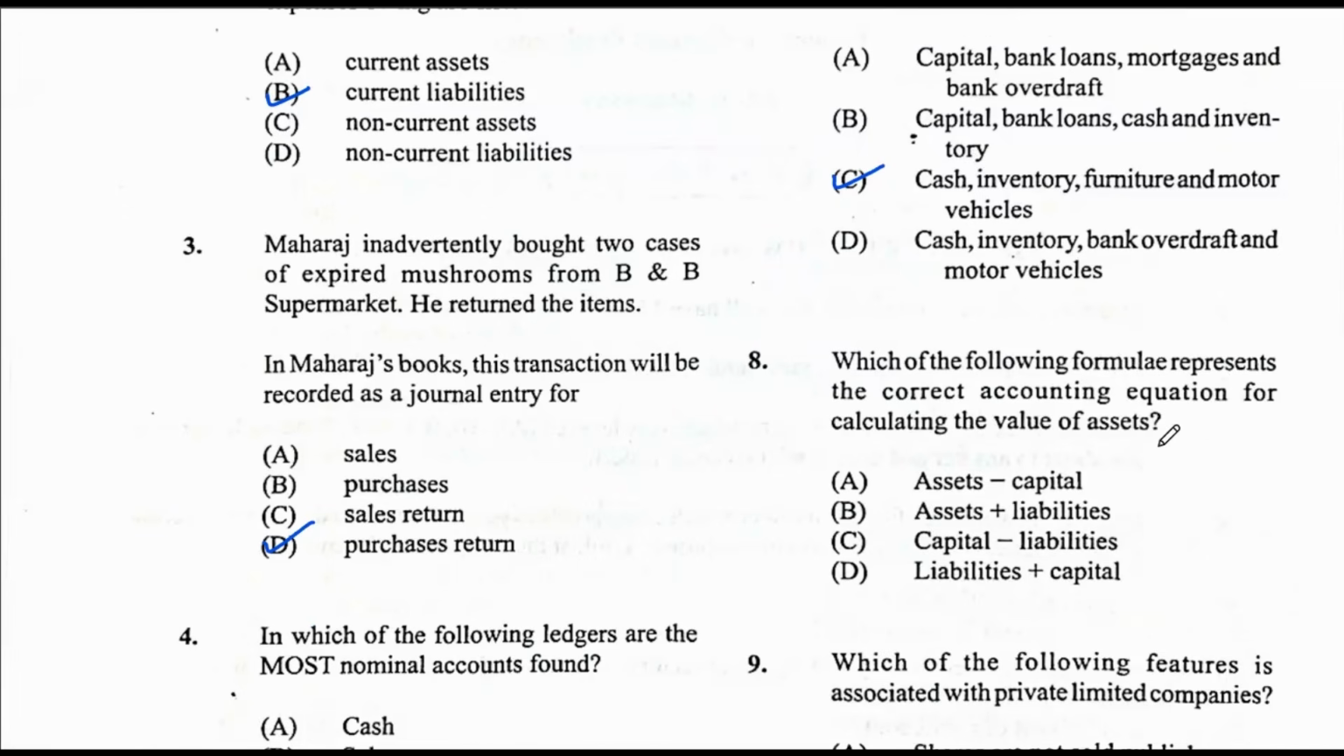Question 8. Which of the following formula represents the correct accounting equation for calculating the value of assets? And guys, we all know this one. Assets will include your capital plus your liabilities, or D, liabilities plus capital. There we go.